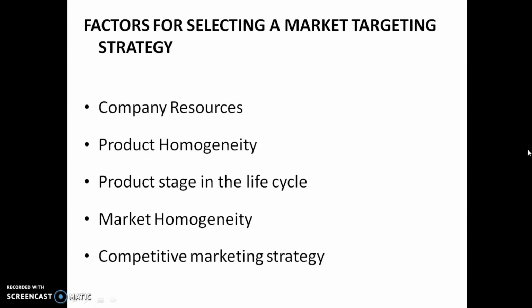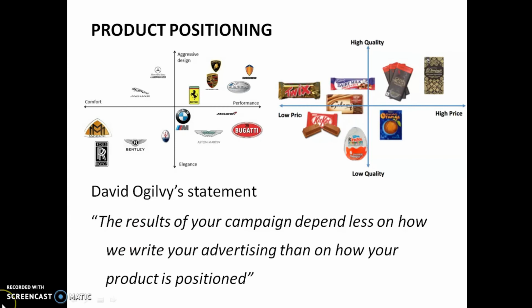The next topic is product positioning. You can see two different figures of chocolates as well as some car companies, and you can see those cars as well as those chocolates are positioned based on different categories. In the case of chocolate, in the right figure, they are positioned based on quality and price. Whereas cars are positioned based on four factors: aggressive design, performance, elegance, and comfort. Product positioning comes after market segmentation and market targeting.